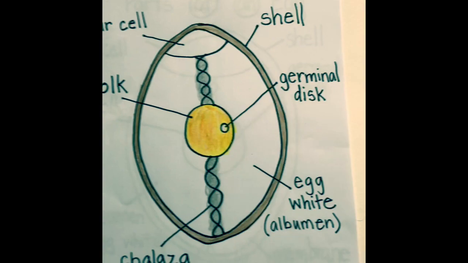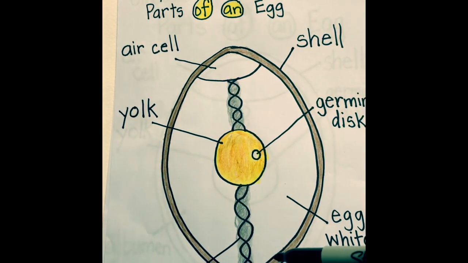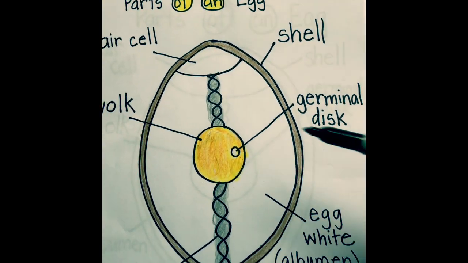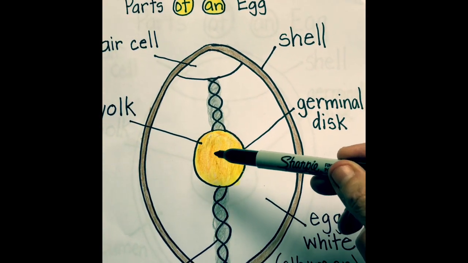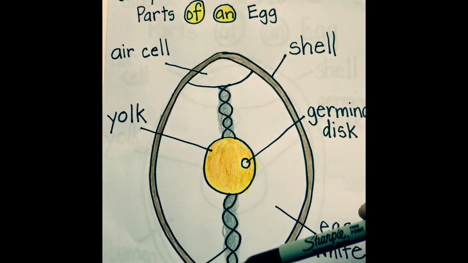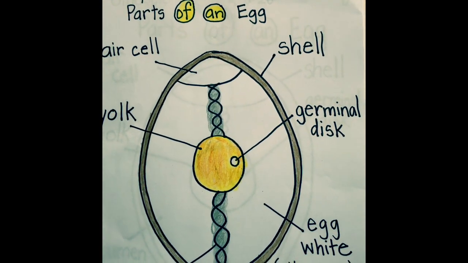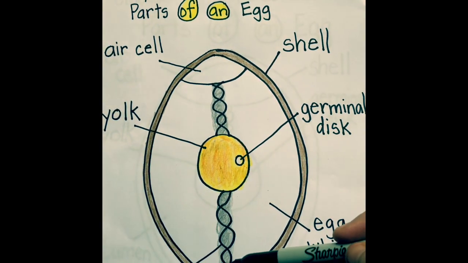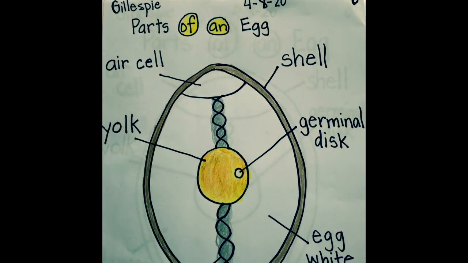So I colored the shell brown so you could see it nicely, because many eggs that we buy in the grocery store are brown colored. I colored the yolk a yellow and orange blend. And then I colored the chalaza so you could sort of see it's a milky white color when you cracked your egg with Miss Aguirre the other day. It's sort of a milky white color, but I just used the light gray to show the chalaza.